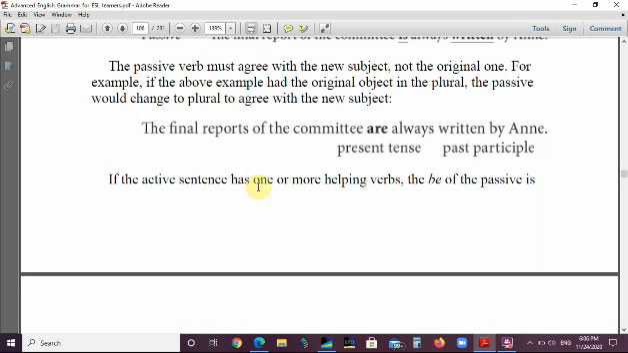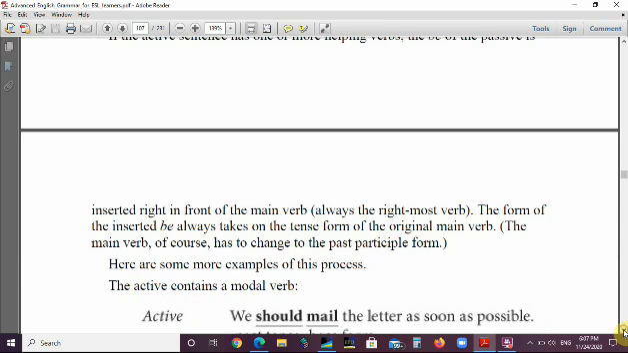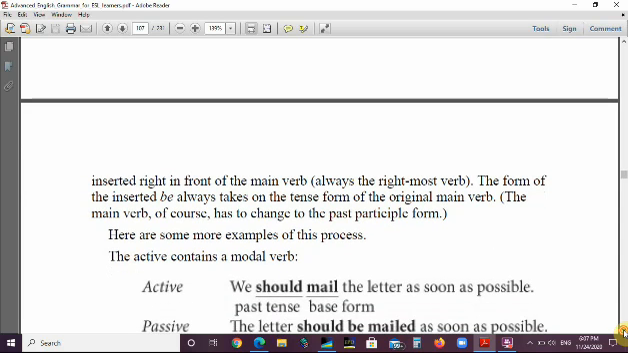If the active sentence has one or more helping verbs, the be of the passive is inserted right in front of the main verb. Where is the main verb? When we have a verb phrase of four words, the main verb is the rightmost verb, the one on the very right. The form of the inserted be always takes on the tense from the original main verb. The main verb, of course, has to change to the past participle form, as we said.